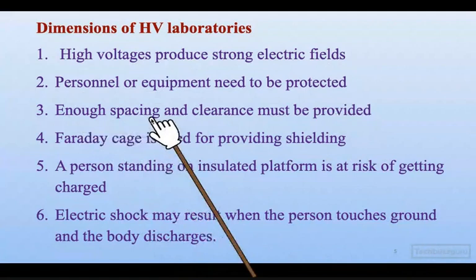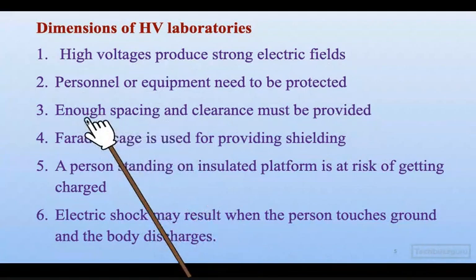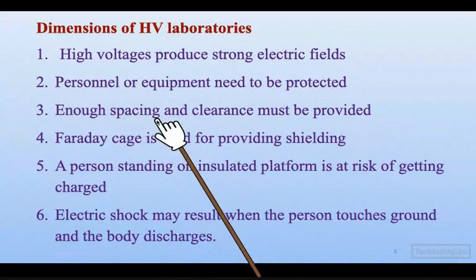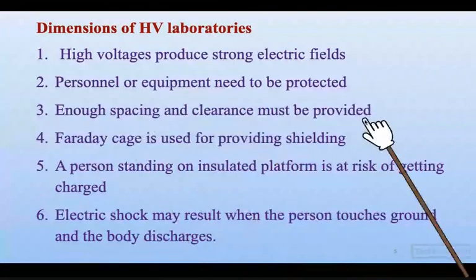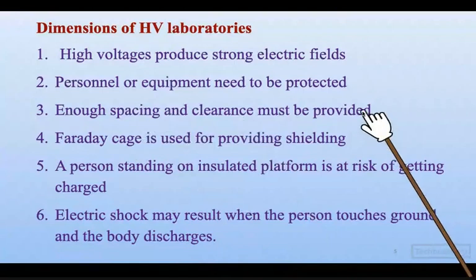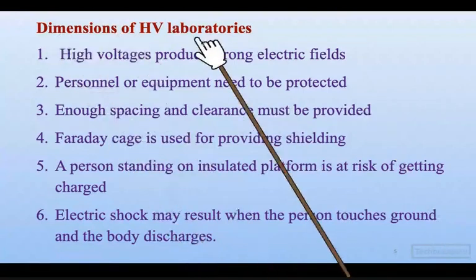We have to stand maybe 6 to 10 meters away from such an energized object, depending upon the voltage level. If the voltage level is 100 kV, we may be standing 6 to 12 feet away. If the voltage level is 400 kV, we have to stand at a larger distance. And at a voltage level of 1500 kV, the distance may be several tens of meters. So enough spacing and clearances must be provided in the lab. All this comes under deciding the dimensions of the HV lab.